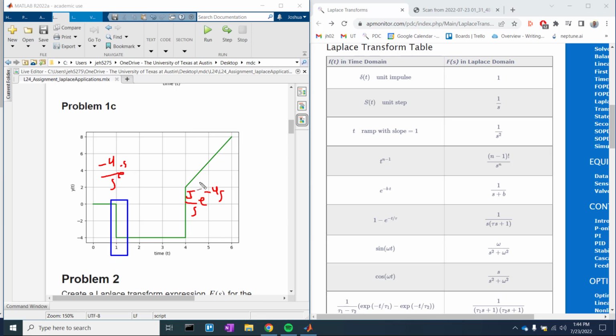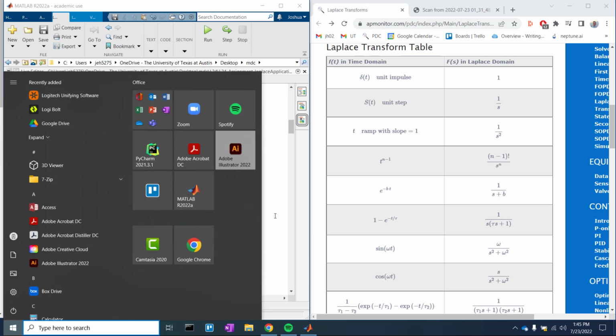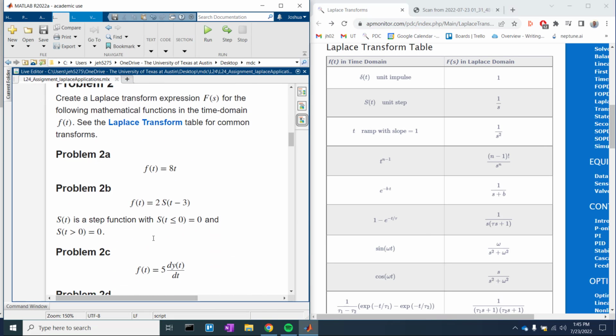And finally we have one other thing. It'll be a slope right here of 1.5, so plus 1.5 over s squared e to the negative 4s. And this is going to be a ramp, that ramp that happens in addition to this jump. So we have 2 things happening at once. Let's move on to our second problem.